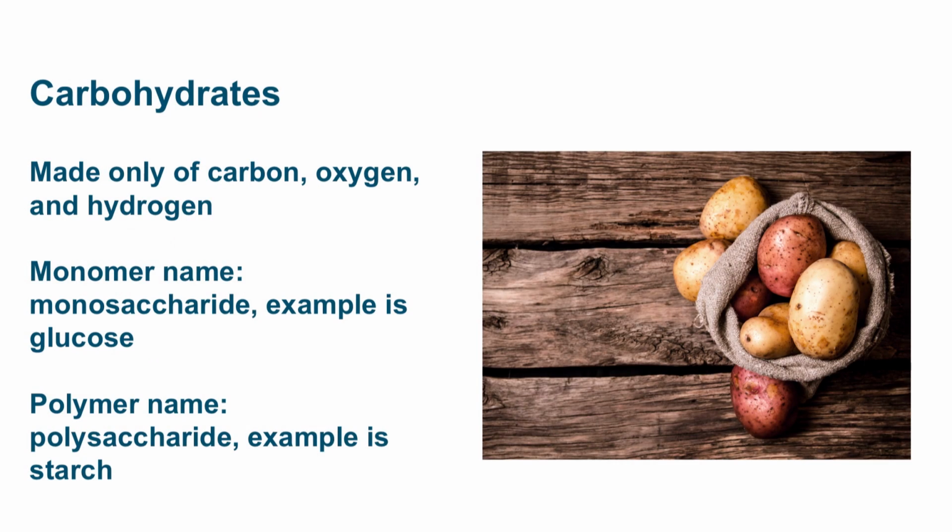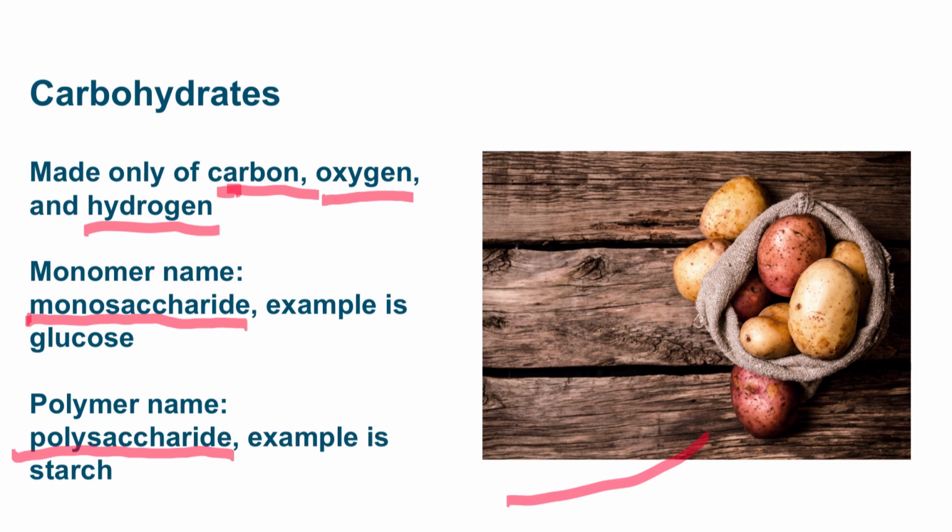Carbohydrates are the first group. They're made only of carbon, oxygen, and hydrogen. So they're pretty simple, but they can form lots of interesting complex things. The monomer of a carbohydrate we call a monosaccharide, and one example is glucose. The polymer of a carbohydrate we call a polysaccharide, and one example is starch, which you might have had for dinner last night if you had potatoes.